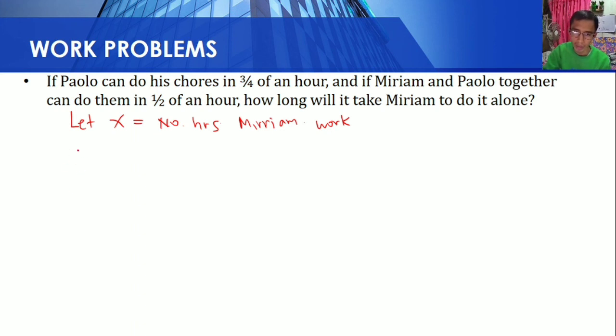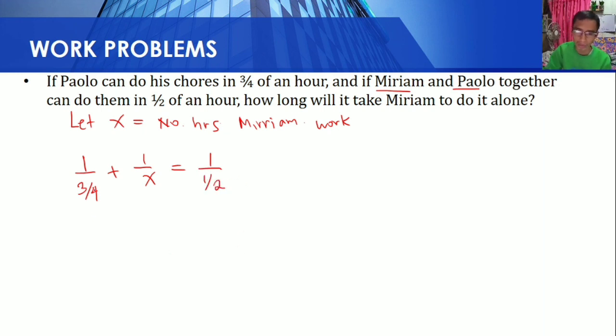So the rate of Paulo will be 1 over 3/4, plus the rate of Miriam, which we don't know yet, so plus 1 over x, is equal to... it says here that Miriam and Paulo together can do it in 1/2 of an hour. So that will be 1 over 1/2.